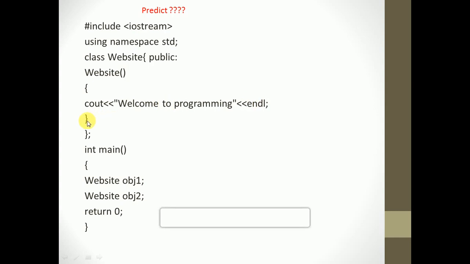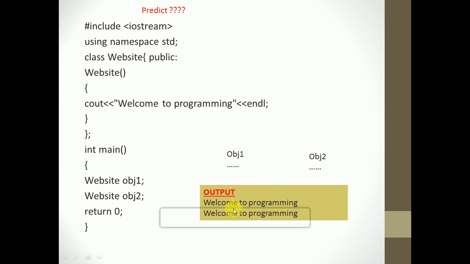Now it comes to the next line of my main program, website obj2. So again another object is created. So this object, immediately it will automatically invoke the constructor. Again, welcome to programming will be my output. So for obj1 you will have welcome to programming. For obj2 also you will have welcome to programming. So this is what you can see in your output screen.